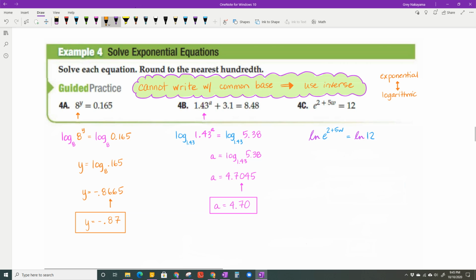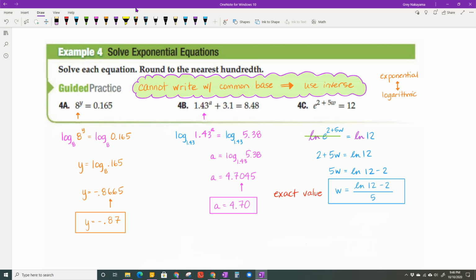Okay? And now when you see that, it's just like those other ones, but this is what I often do, y'all. You might like this: you get to get rid of that because they are inverses of each other, and the only thing I'm left with is 2 plus 5w equal to the ln of 12. And then I'm going to subtract 2, and then I'm going to divide by 5. And when I divide by 5, now I'm showing this to y'all because in Delta Math, it says give an exact answer. So if it says give an exact answer, then that's your answer.